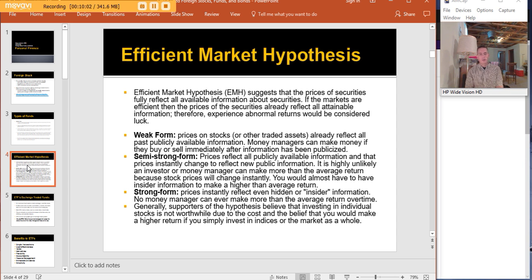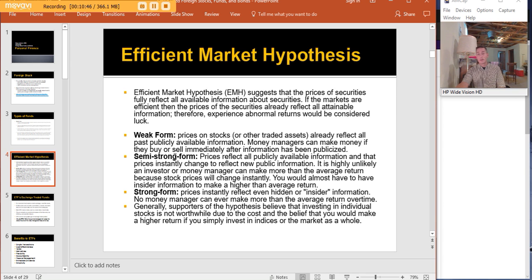Then we have semi-strong form, and this is where prices reflect all publicly available information, and an investor or money manager can make more than the average return because stock prices will change instantly. You'd almost have to have insider information to make a higher than average return. And then we have strong form, where prices instantly reflect even hidden or insider information, which, by the way, is illegal, and no money manager can ever make more than the average return over time. We think that the New York Stock Exchange is probably somewhere between a semi-strong form and strong form.